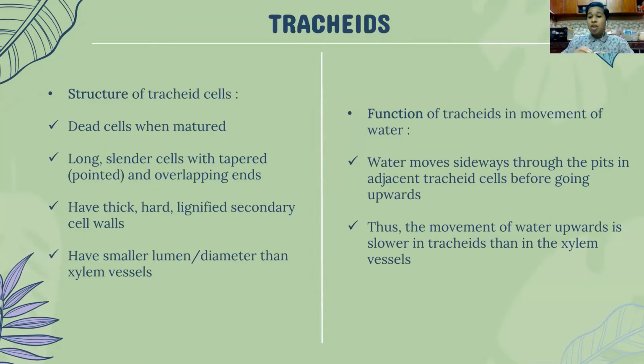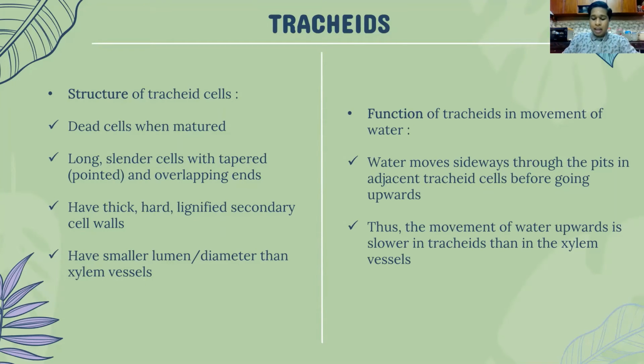The function of tracheids in the movement of water is, first, water moves sideways through the pits in the adjacent tracheid cells before going upwards. Thus, the movement of water upward is slower in tracheids than in xylem vessels. As I told you before, the tracheids are long, slender cells, tapered, meaning that they reduce in thickness towards the end. So when they're tapered, they overlap on each other. When they overlap, the water cannot flow straight up. The water needs to move sideways.